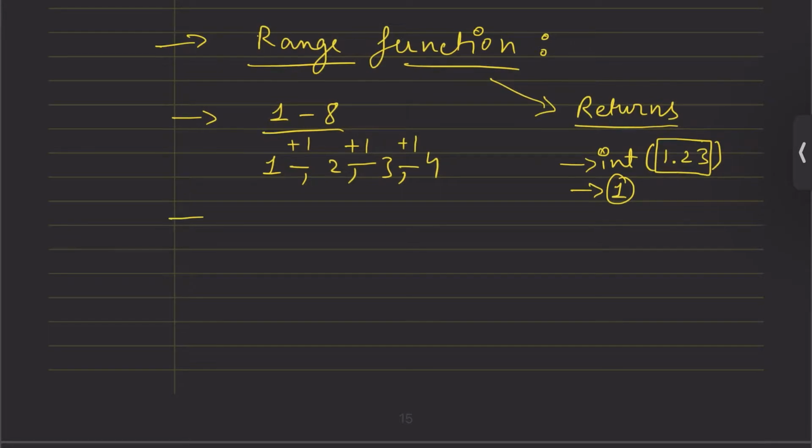So let's see what the syntax for writing the range function is. First we write the name of the function, that is range. Then we give it a starting position. Then we give it a stopping point. Then we give it the steps, or the difference between the consecutive points or numbers. So let us understand each and every segment of this range function.